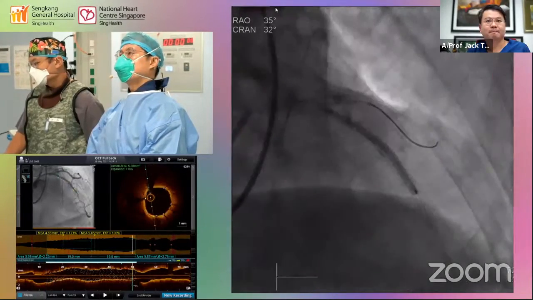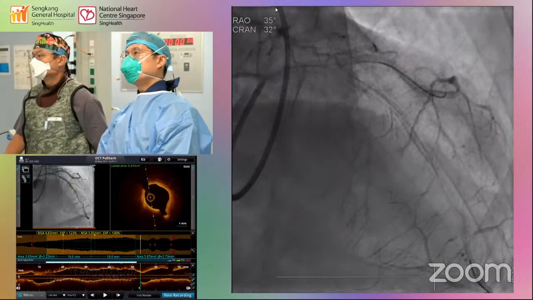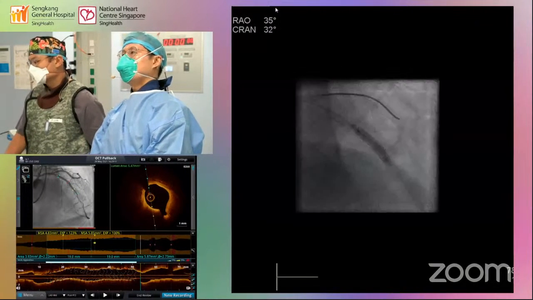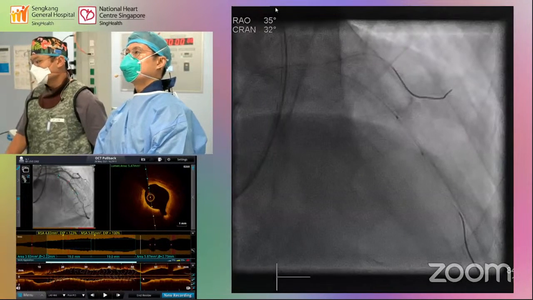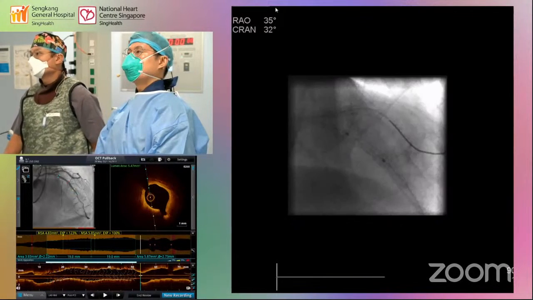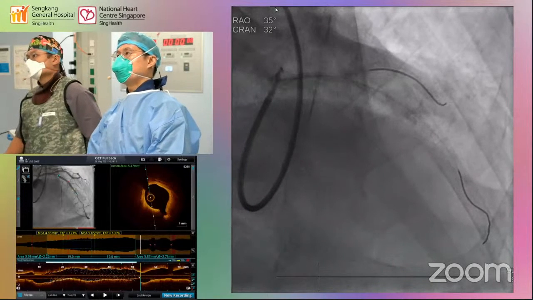Okay, go ahead. This is after the stent. Post-dilated with a 2.75 NC and then a 3.0 NC at the proximal edge. And I'll show you the result after the optimization.